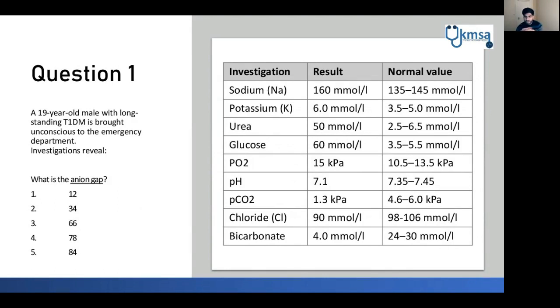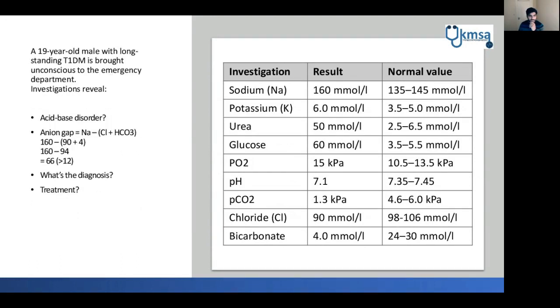Okay, a few people have answered already. Okay, we'll move on. I think everyone answered it right. So 66. It's a pretty rip-roaring anion gap if you ask me, but let's go through it.